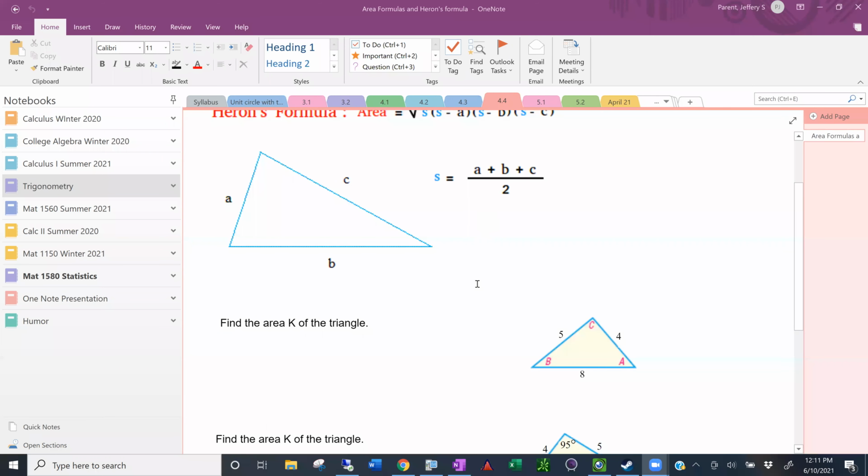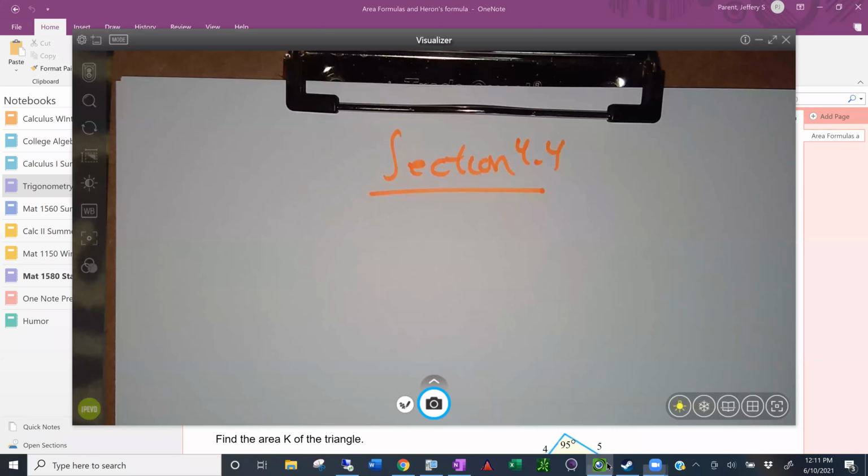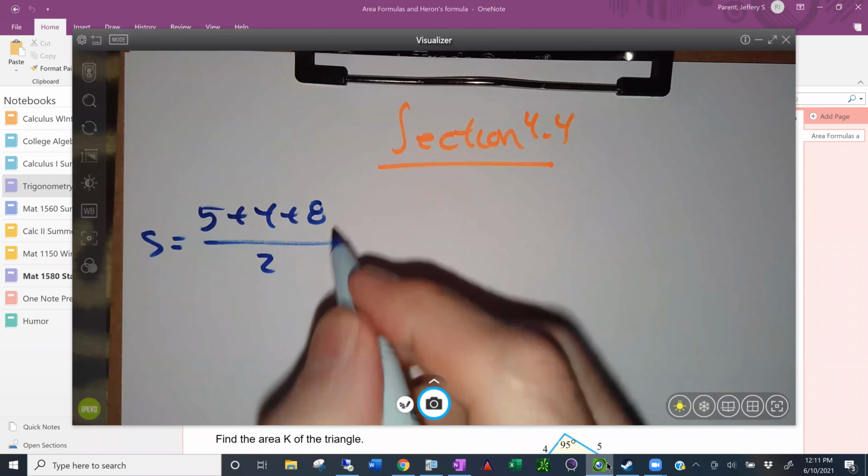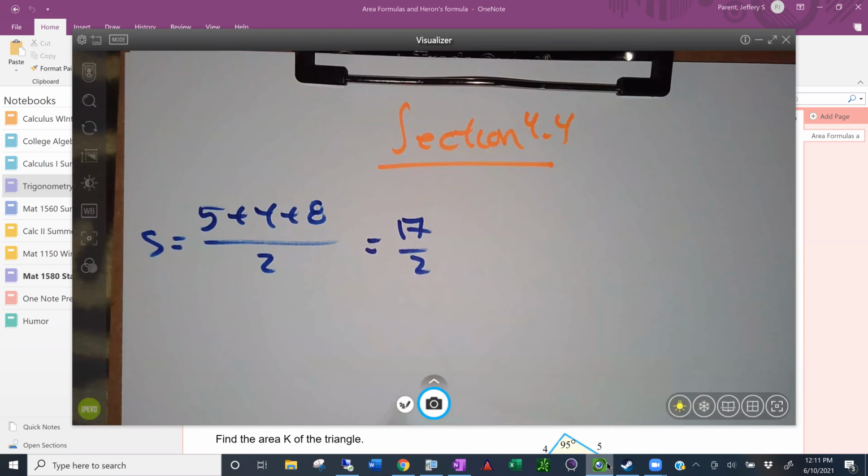So let's check that out here with the area for triangle K. And let's see here. We've got A, B, and C. Those are going to be sides of 5, 4, and 8. Add that up and divide by 2. So 17/2. And now what we're going to do is fill that into Heron's formula.